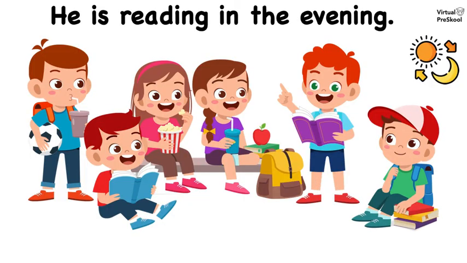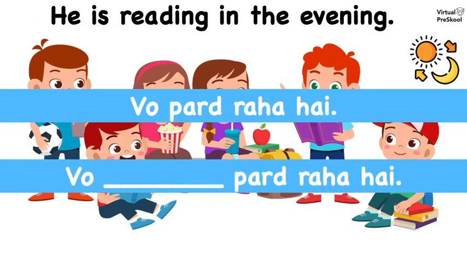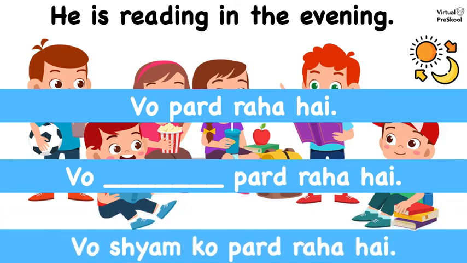He is reading in the evening. Let's do the conjugation first. He is reading. What would that be? वो पढ़ रहा है. And in the evening is शाम को. So we add that to the blank line. So what would our sentence be? वो शाम को पढ़ रहा है.